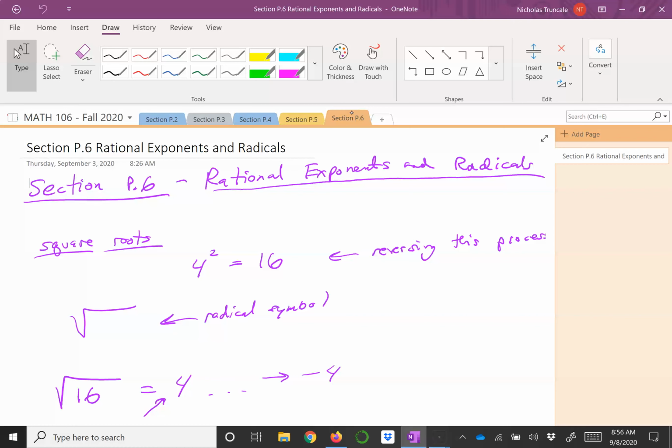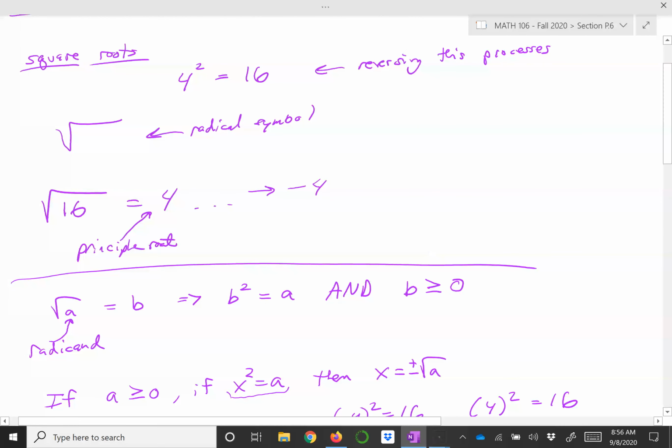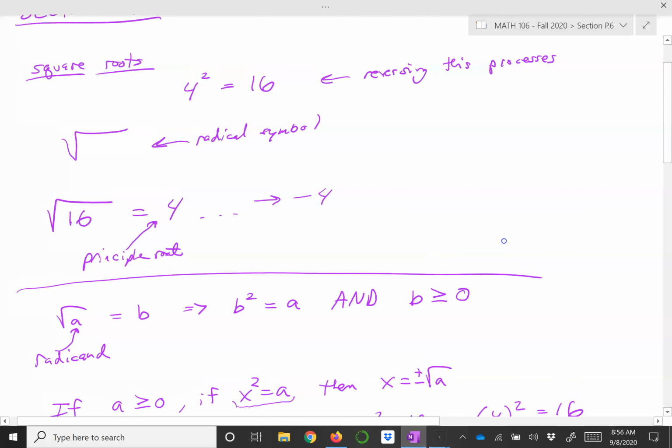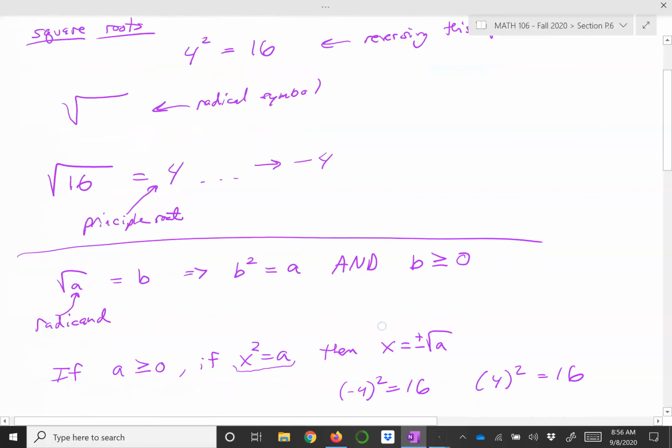All right, so the first thing that we talked about, the title is Rational Exponents and Radicals. We just talked a little bit about square roots, prior information you've had. I just wanted to make sure you understood what the symbol was called. It's a radical symbol. And when you take the square root of a number, there's always a principal root. But that doesn't mean that's the only root that would give you the correct answer.